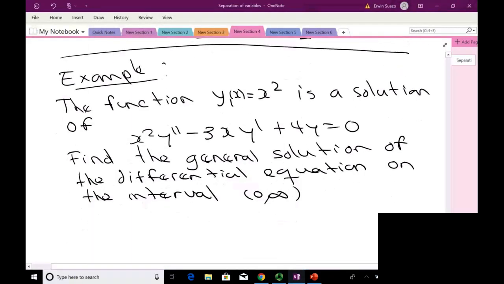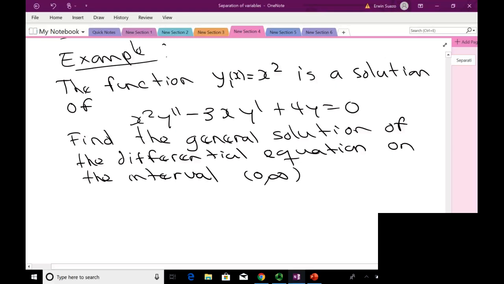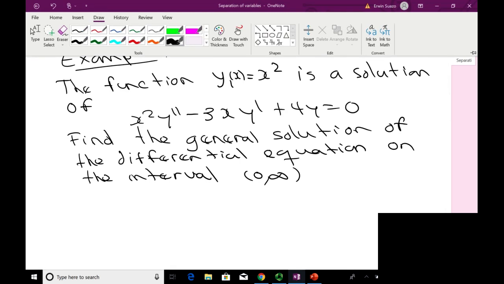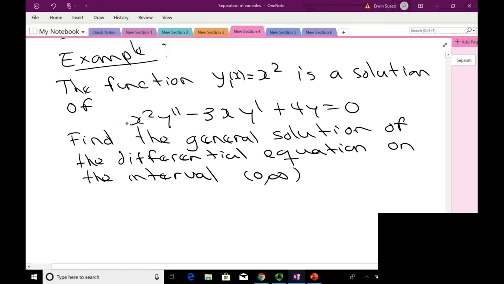Okay, so we're gonna solve this problem. The function y1 of x equals x squared is a solution of this equation. But notice that this equation is kind of difficult because it has variable coefficients here.